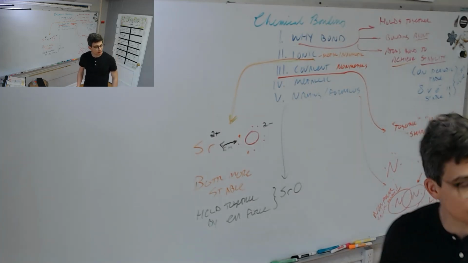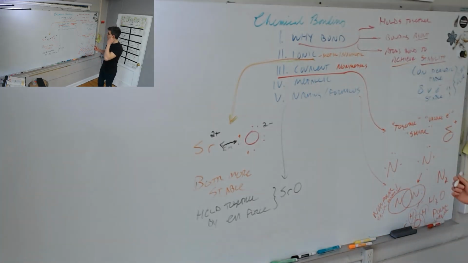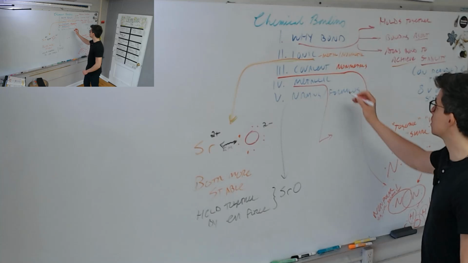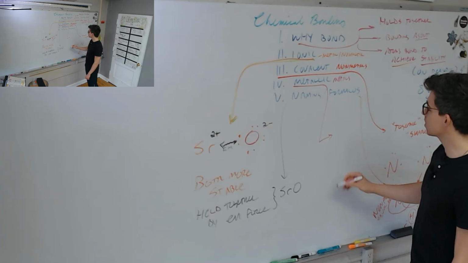Okay, and in metallic bonding, we kind of talked a little bit about naming and formulas, but we'll talk more about that when we do your worksheet. In metallic bonding, guess what kind of things? Metals, yeah. In metallic bonding, it's very easy.